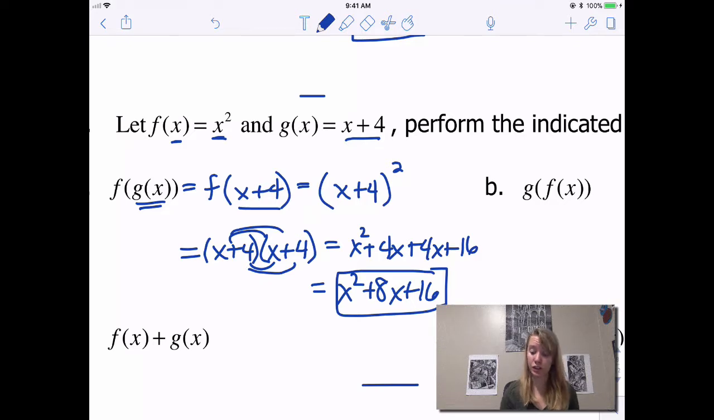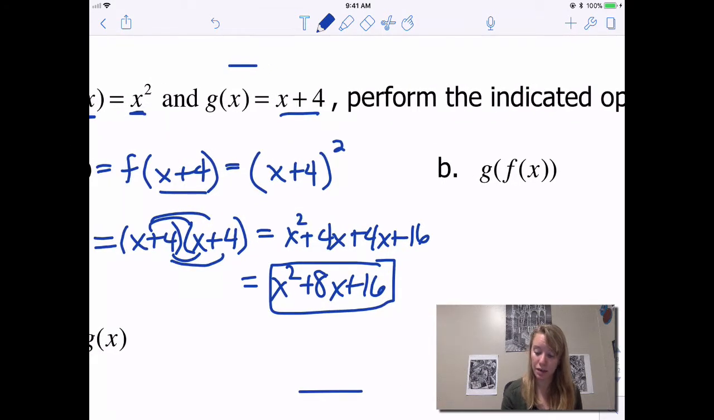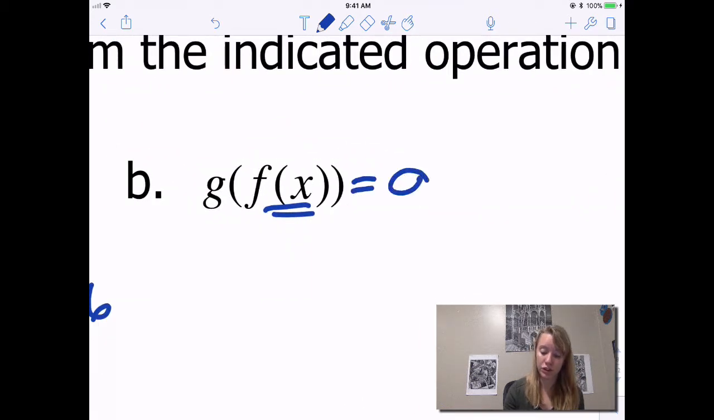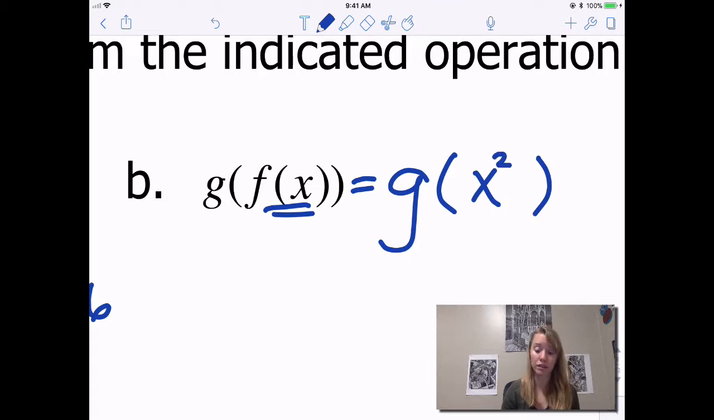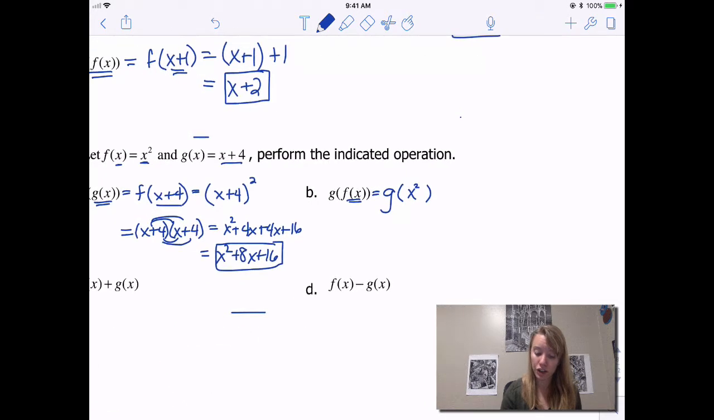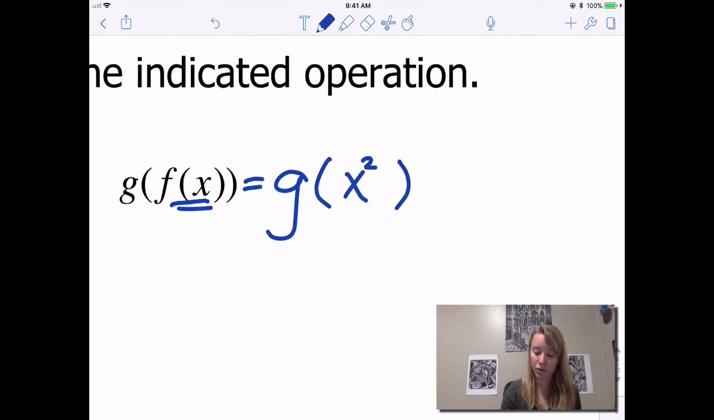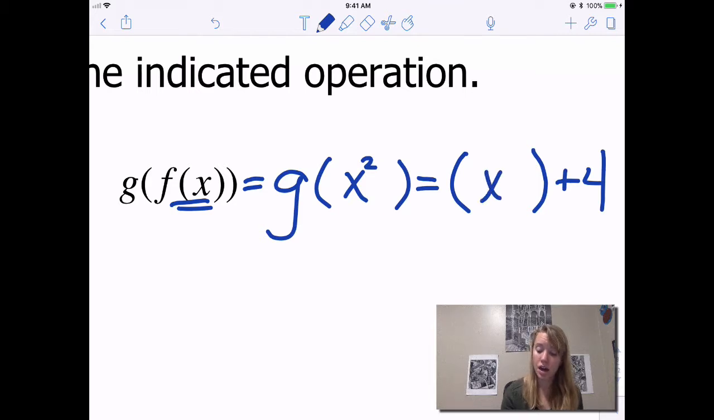Now we're going to go the other direction. G of f of x. This time, start with f of x. We have g of whatever f is. F happens to be x squared. And then looking at g, g is x plus 4. So I get whatever x is, plus 4. Okay. I have to match what's in my parentheses. Simplify, and I just get x squared plus 4.